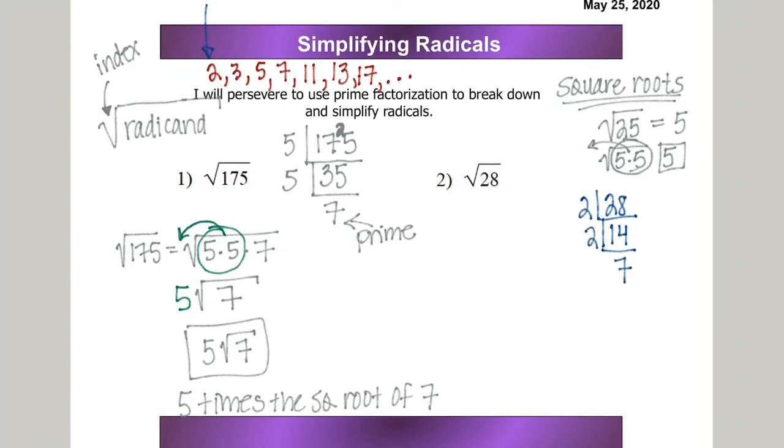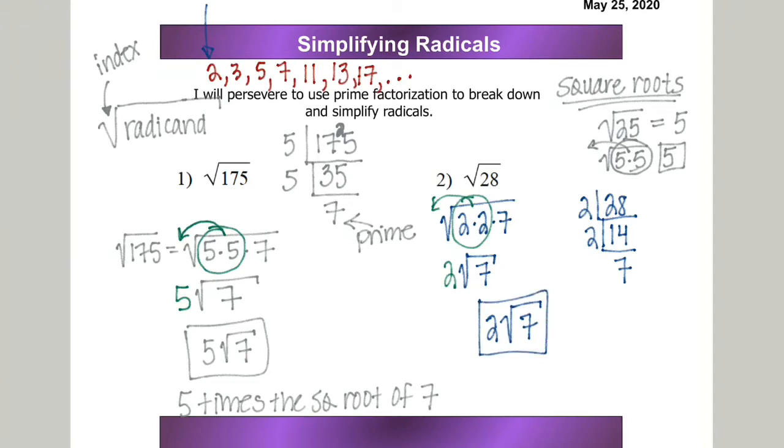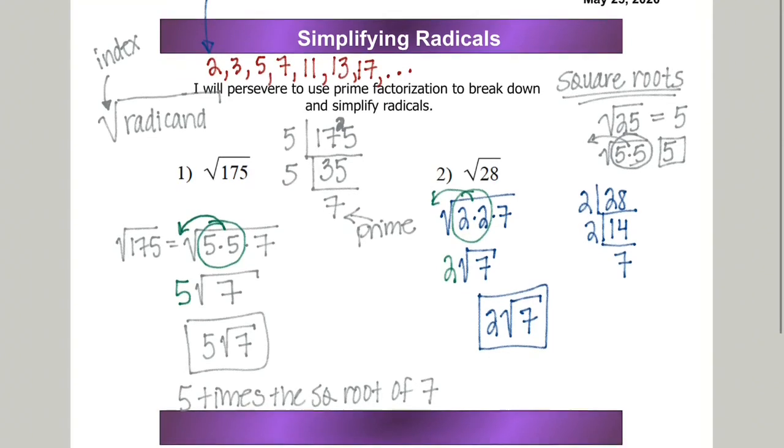So the square root of 28 is the same thing as the square root of 2 times 2 times 7. Now, we have a pair of 2's, so a 2 goes to the outside, and my leftover stays inside. So our answer is 2 times the square root of 7. We box our answer, and we are good. 2 times the square root of 7 is how you say that.